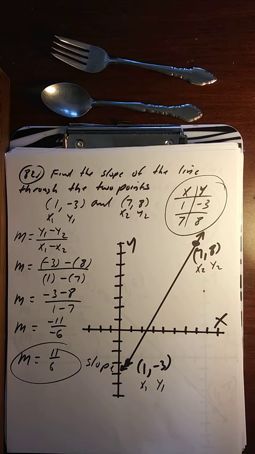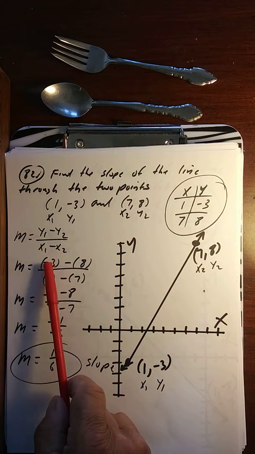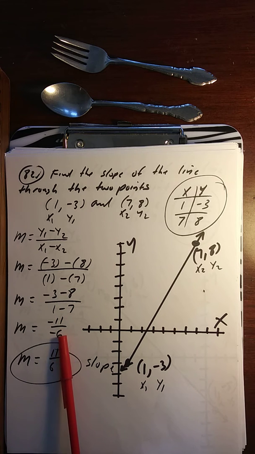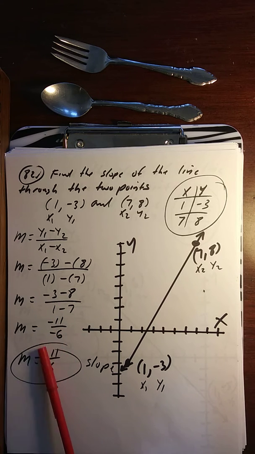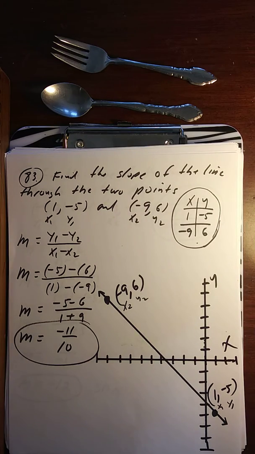Find the slope of the line through the 2 points. Same thing. So we have y1 minus y2. So negative 3 minus 8, over 1 minus 7. So negative 3 minus 8 is going to be negative 11 over negative 6. A negative by negative is what? A positive 11/6.